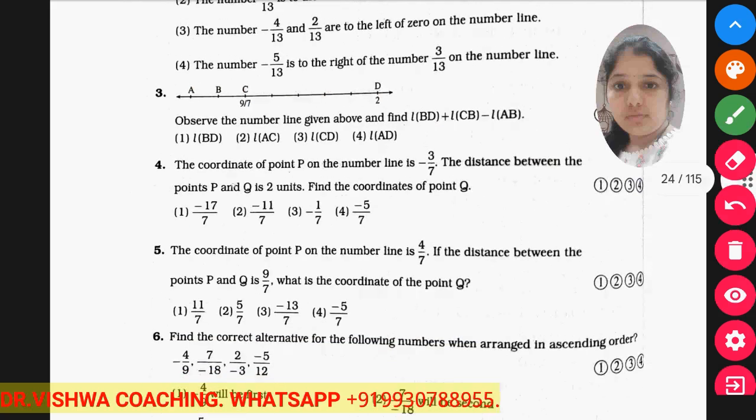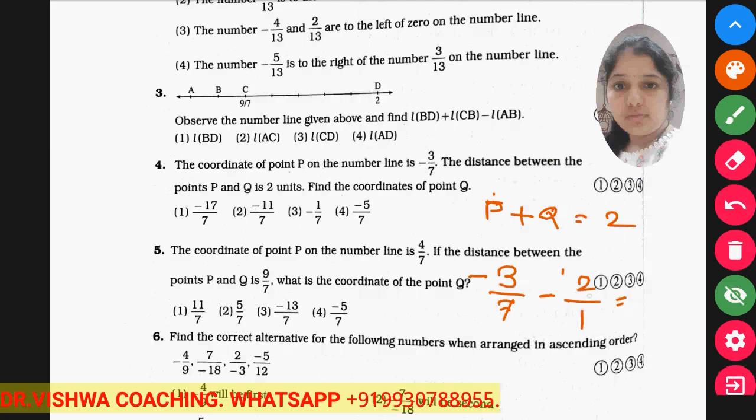Okay, now coordinate of the point P on the number line is minus 3 by 7. The distance between point P and Q is 2 units. Find the coordinates of point Q. Now see, P plus Q is equal to 2, and P is given to you, which is minus 3 by 7. So you have to find Q. So this 2 will come at the left hand side, and Q will go here at the right hand side.